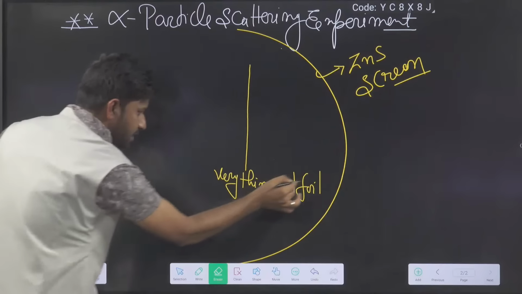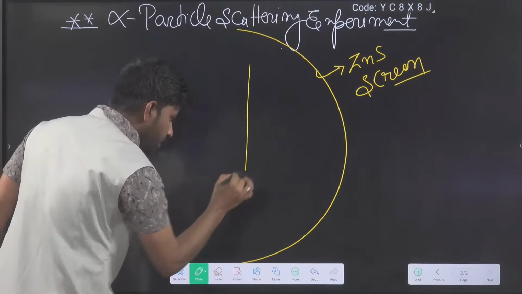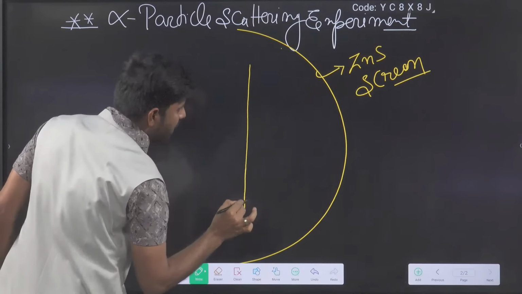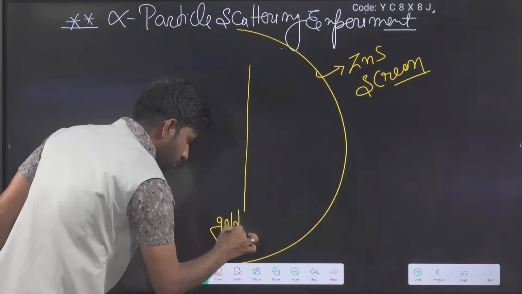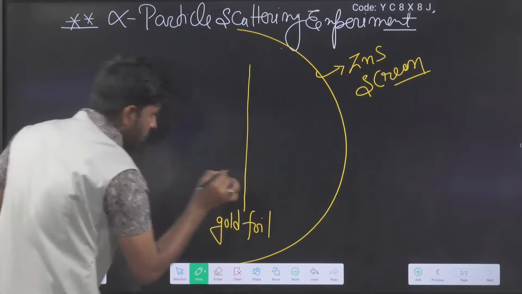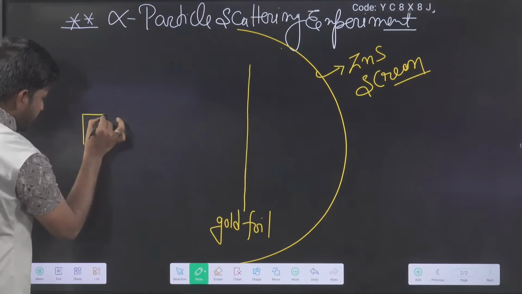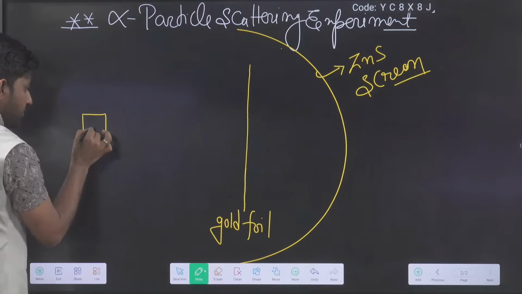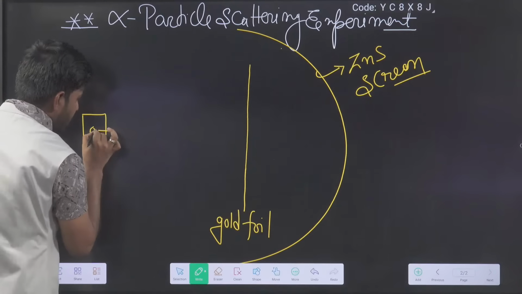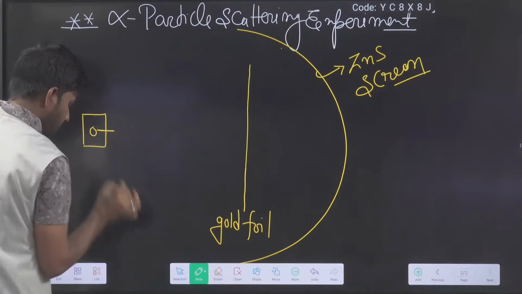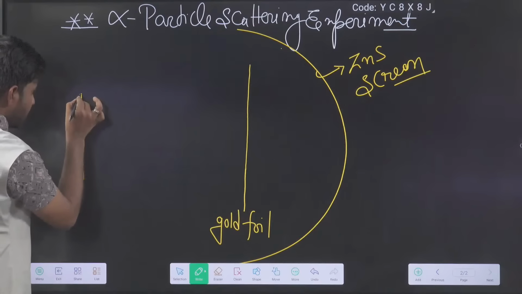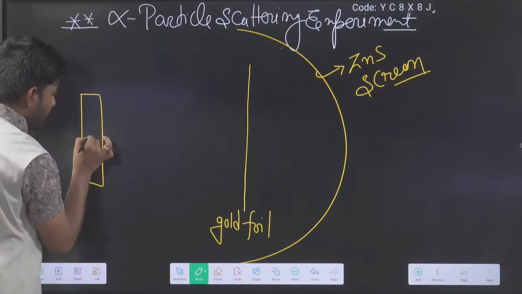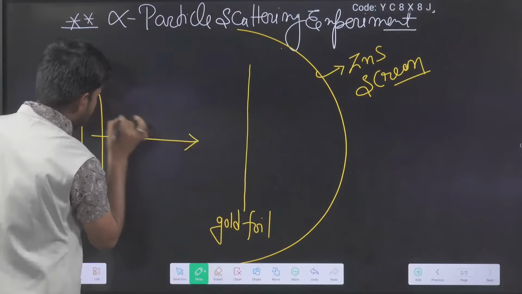And he took one device from which alpha particles were coming out. Here he has taken one device. Just think this device is something from which alpha particles are coming out. With the help of that device, alpha particles are coming out.